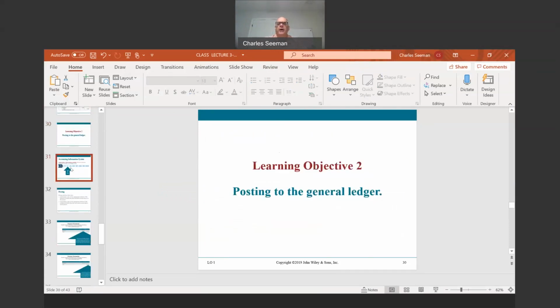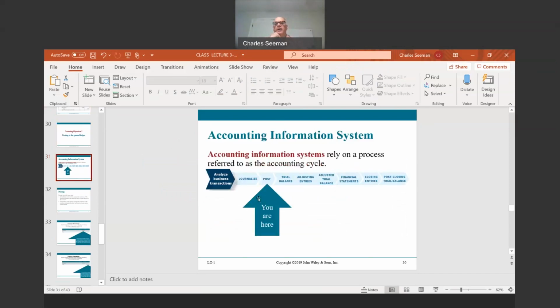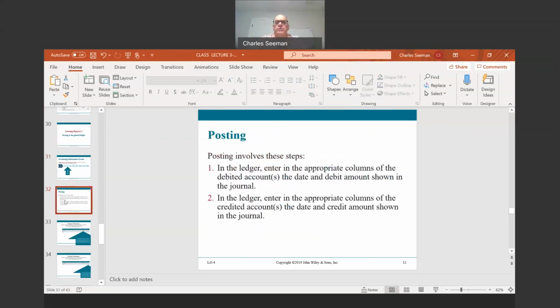Posting to the general ledger. So now we're going to go to a general ledger. Posting involves three steps. In the ledger, in the column of the debit account, enter the date and amount of the debit shown in the journal. In the ledger, enter in the appropriate column of the credit account the date and the credit amount shown in the journal.